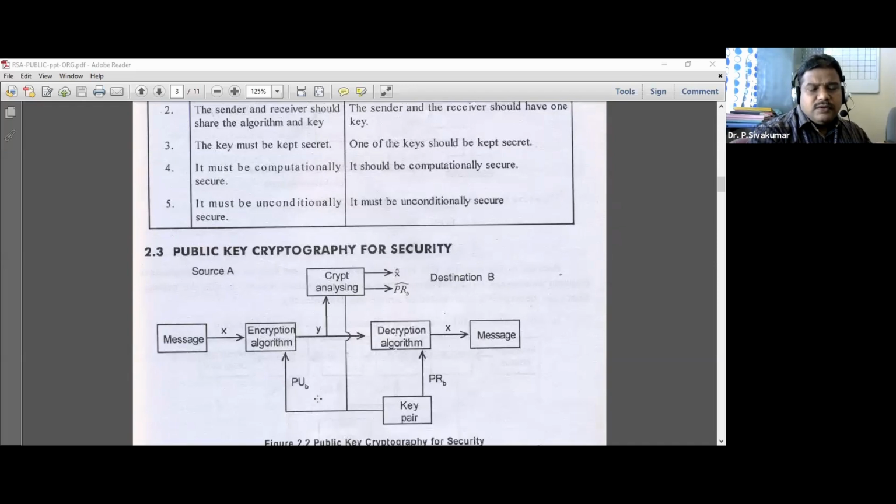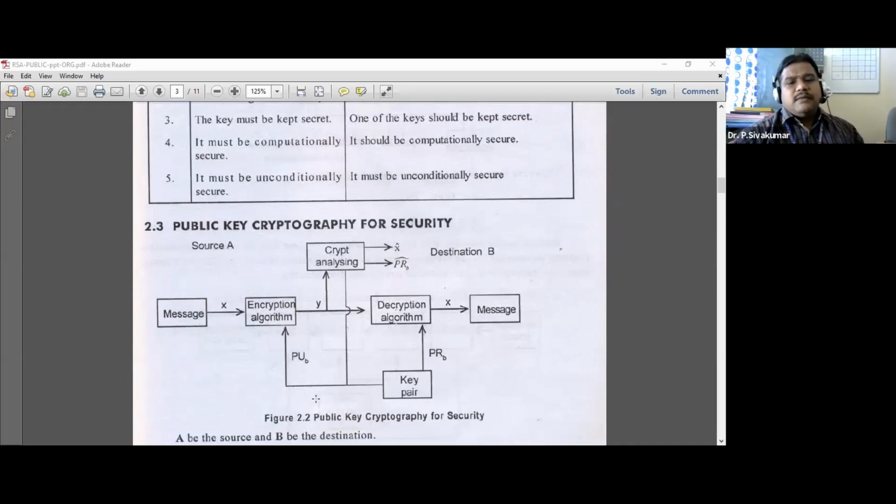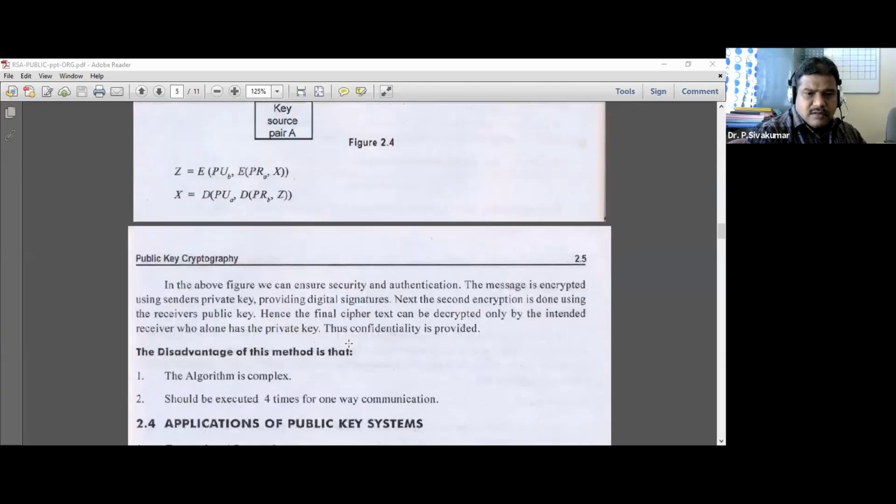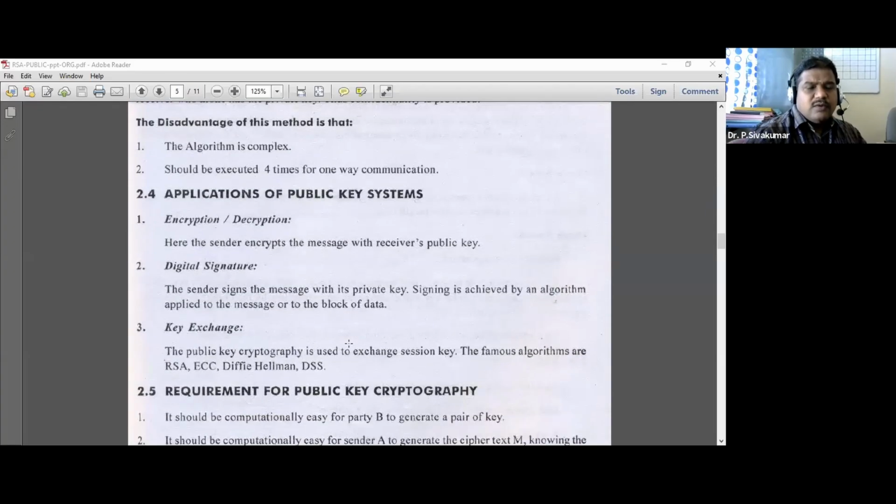Next we discuss another concept in public key cryptography. Normally public key cryptography is used for encryption and decryption, or sometimes for a key exchange algorithm. First we can discuss this point. So what are the main applications or uses of a public key system? It is used for encryption and decryption, another is key exchange, and another is digital signature. These are all the applications of the public key system.